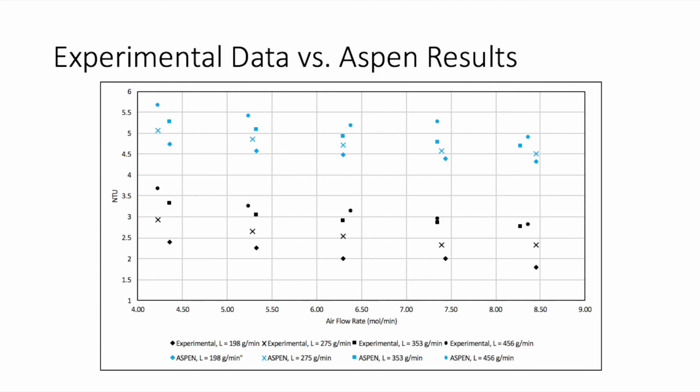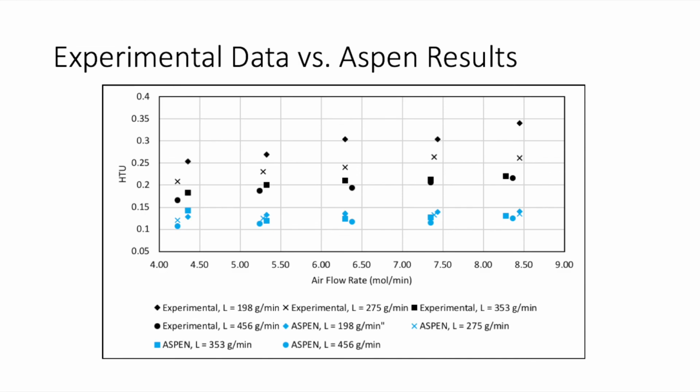Using the simulation data, the NTUs and HTUs were calculated and used as a comparison to the experimental data. The NTUs calculated in lab and on Aspen were different by a factor of 2 because of the high mass transfer coefficient that Aspen was able to achieve. This figure shows that as the air flow rate increases, HTU will also increase.